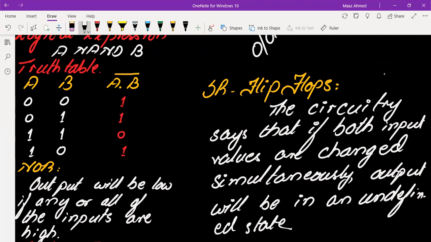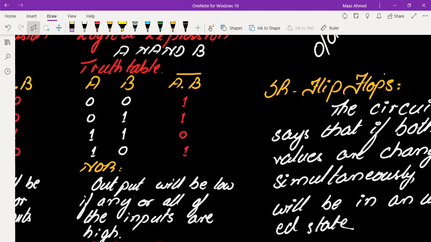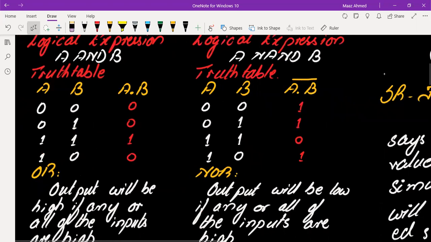I have mentioned over here SR flip-flops. Now this is basically part of the A2 course. If you opt for computer science in your A levels, in A2 you will be learning about SR flip-flops. The circuitry says that problems arise if both input values are changed simultaneously. Now what do you mean by that? For example, from 0 0 when we come to 0 1, how many input values were changed at a time? Only a single value, that was B.